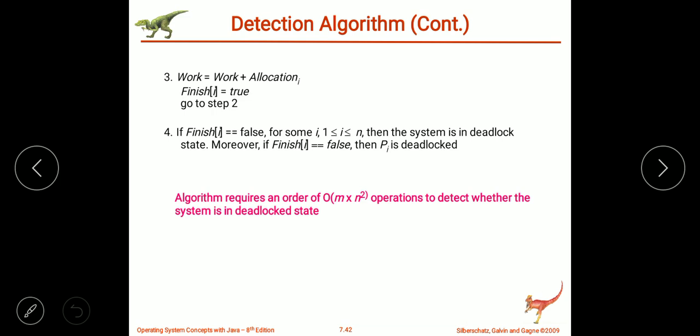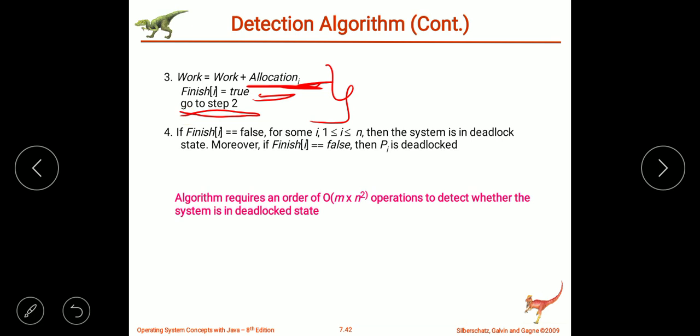If we find such a process, then we will be doing this. We will be updating our work, which is the same as in banker's algorithm. Work is equal to work plus allocation I, and after it completes its execution, we will be setting finish of that process as true, because it has completed its execution, so we can reclaim its resources. This condition is nothing but reclaiming the resources of that particular process. Understood? Okay, go to step 2.